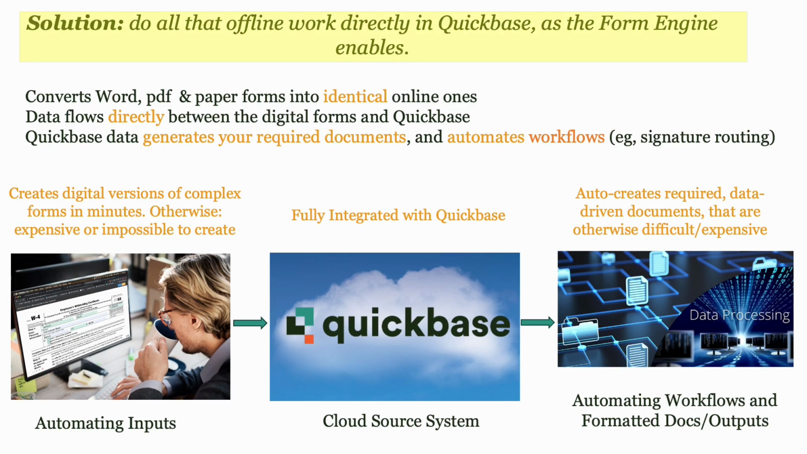The solution is to do all that offline work directly in Quickbase, as the form engine uniquely enables. When you convert your current Word, PDF, and paper forms and documents into identical online forms and documents with the form engine, data can flow directly between your required forms and Quickbase. Your Quickbase data can auto-generate your documents, presentations, and other required outputs, and workflows around these are automated as well.